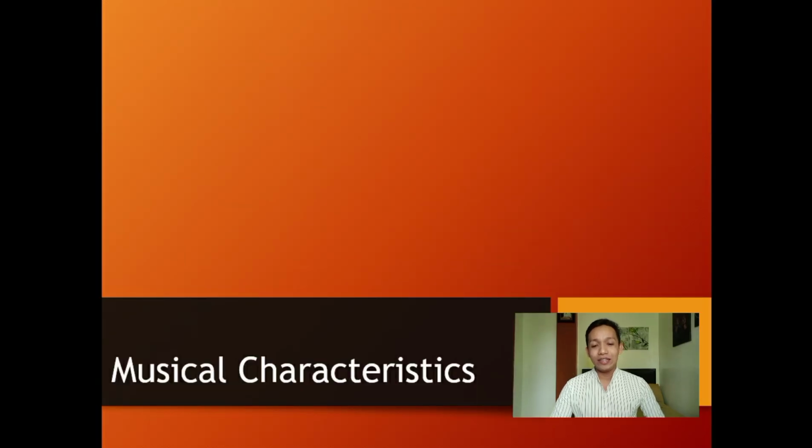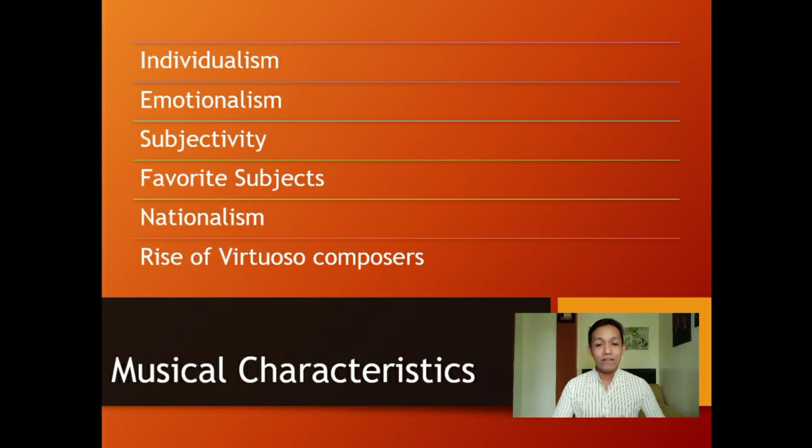And for us to better understand the music of Romantic period, let us consider its characteristics. Number 1, individualism. This is for me an important characteristic of romantic music because the composer can be able to express his ideas and thoughts in a unique way. Whoever or whatever he is, it is actually reflected into his compositions. In that way, a composition is presented in an individualistic way.